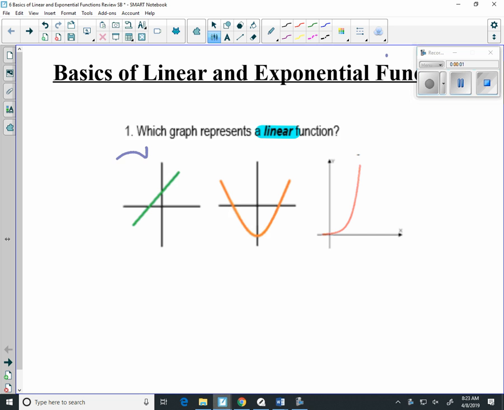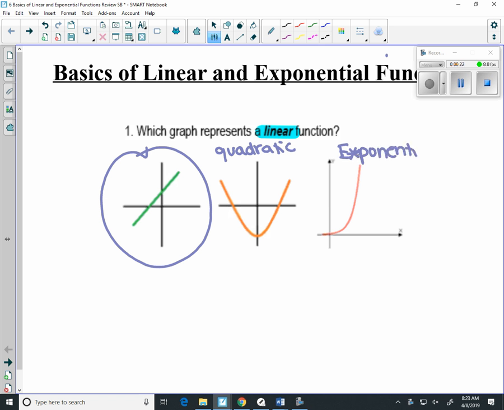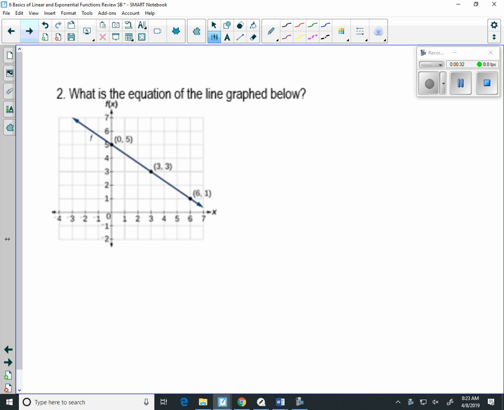Our linear function is this guy. What's the middle one? What's this guy right here? It is a quadratic, a U-shaped parabola, and this guy over here is an exponential. We'll do some exponential stuff in just a minute here, just to get those shapes in your brain. It's helpful. What is the equation of the line graph below?